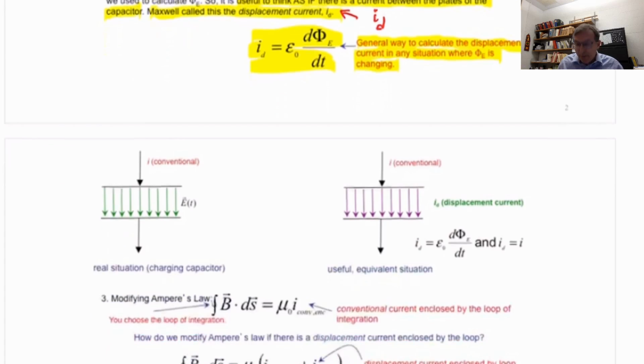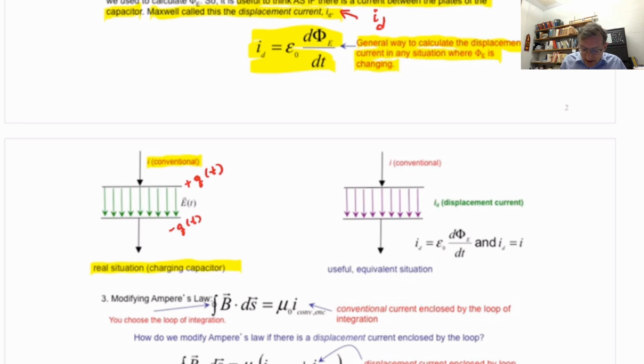So now let's look at a couple more pictures for comparison. Again, this is a side view, very simplified view of our parallel plate capacitor and its connecting wires. First on the left, the picture of the real physical situation with the charging capacitor. Conventional current I flowing downward in the top wire and downward in the bottom wire. Positive charge plus Q building up on the top plate and an equal amount negative Q building up on the bottom plate, so the Q is a function of time.